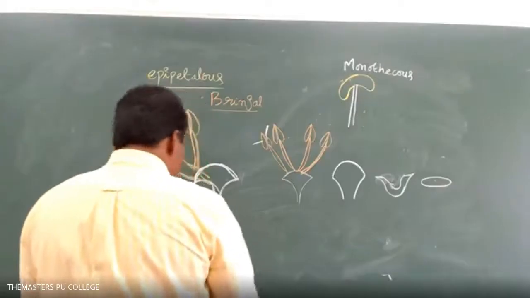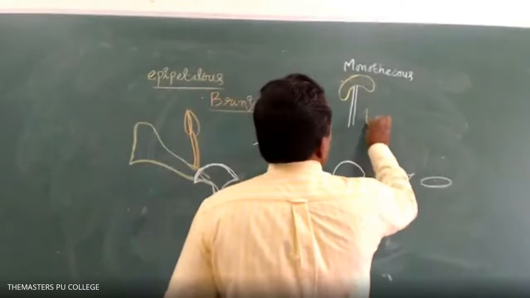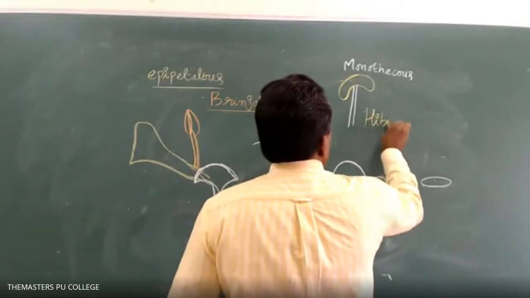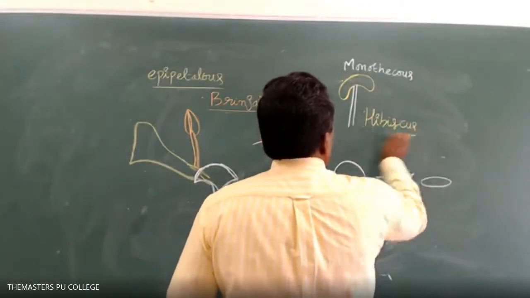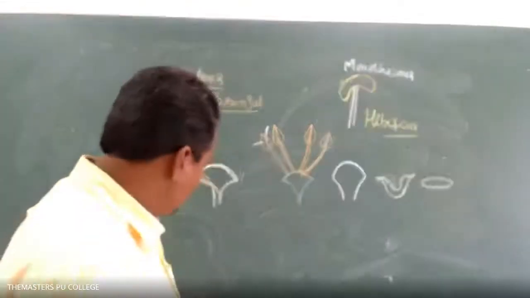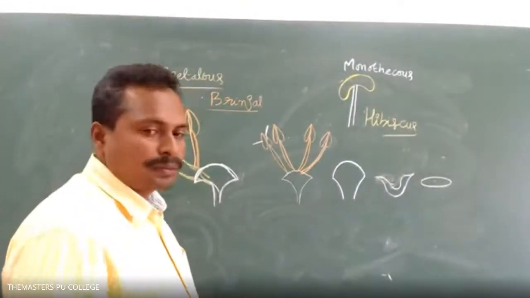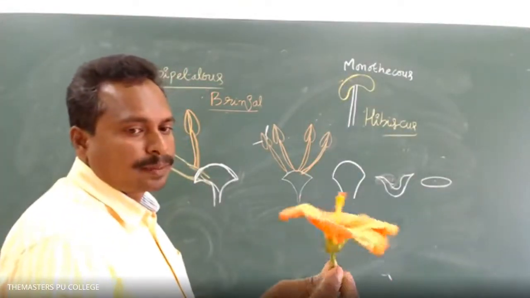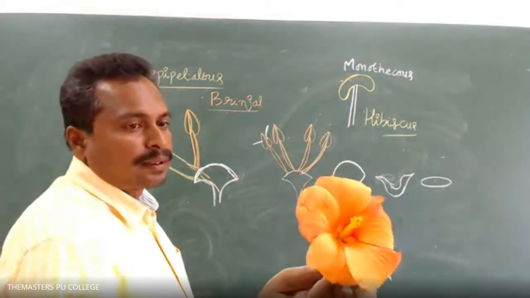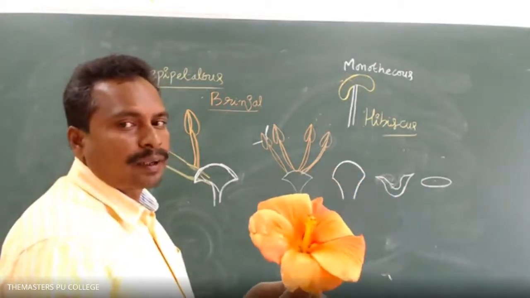Monothecous, hibiscus. This is the flower. In this hibiscus plant's flowers, the anther consists of one lobe.